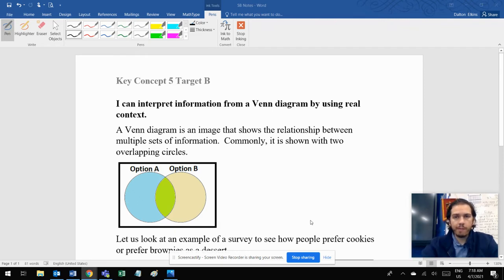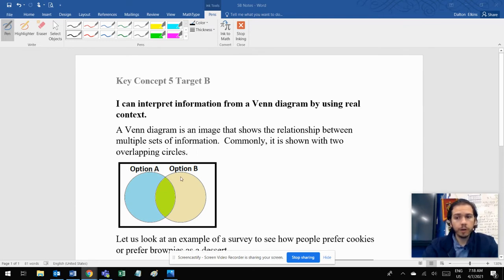So in probability and statistics, one way that we look at represented data is a Venn diagram. A Venn diagram is an image that shows a relationship between multiple sets of information. Commonly, you'll see it as two overlapping circles, but don't be surprised if in the future you see it as 3, 4, or even 5 overlapping circles.